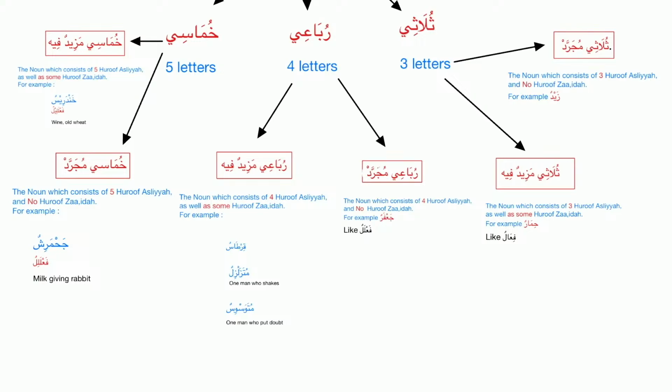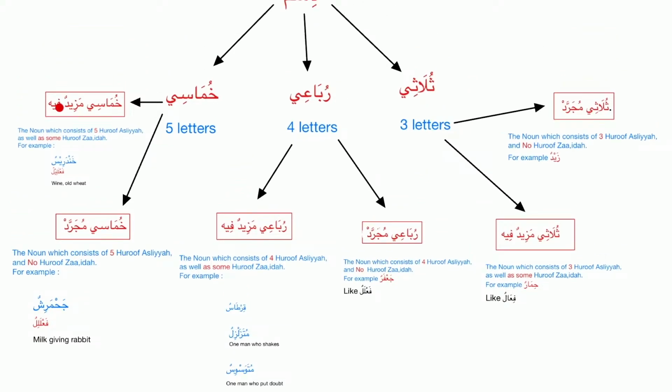Alright? Now, khumasi, again, 5 letters: khumasi mujarrad, because it goes from right to left, so you don't go there. Khumasi mujarrad, khumasi mazidun fi: jahmarishun and fa'lalilun. Khandarithun, fa'lalilun. And it is so beautiful. You just put in fa and lam and keep on adding an extra lam at the end. And then it will give you the diagnosis of which one is huruf asliya, which one is huruf za'ida.